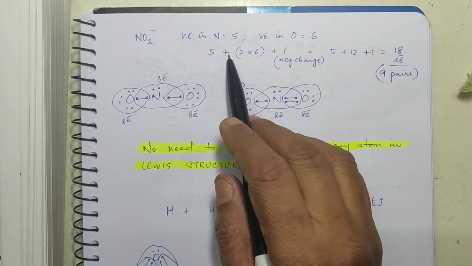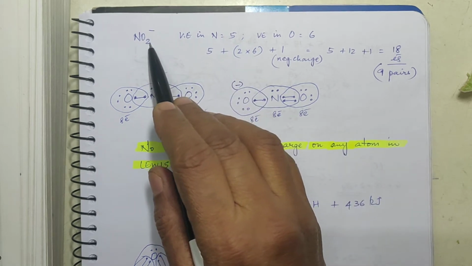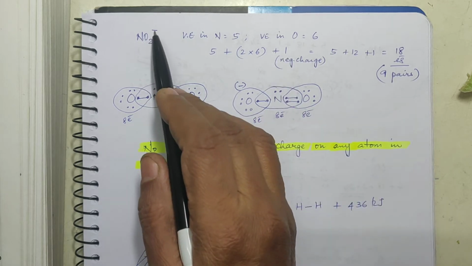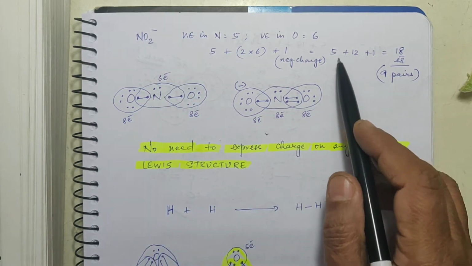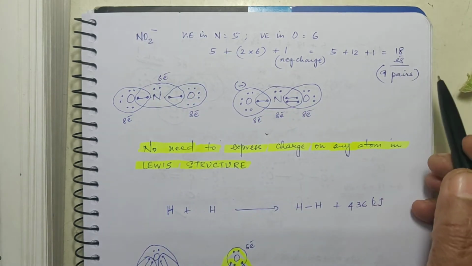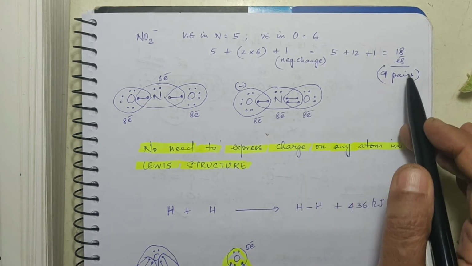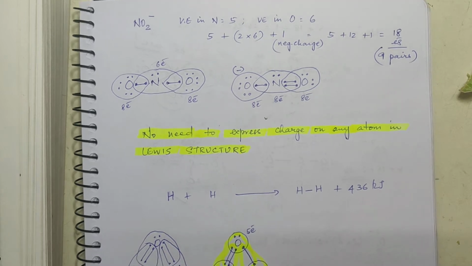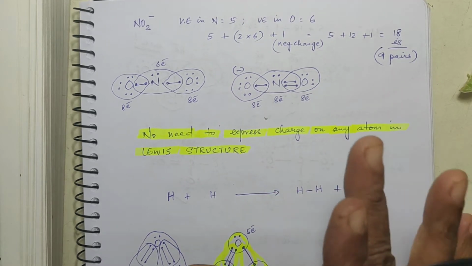So here 5 plus 2 into 6, because there are 2 oxygen atoms. So 2 into 6 plus 1, because there is one negative charge on this. So the total number of electrons will become 18. Now these 18 electrons, how are we going to show? What is the condition? Each atom should get octet configuration.